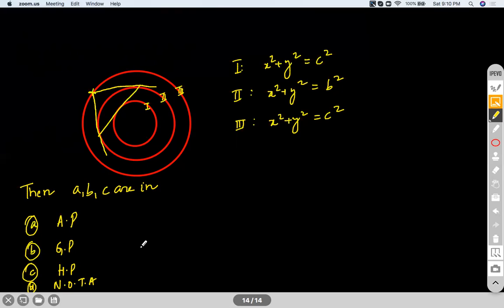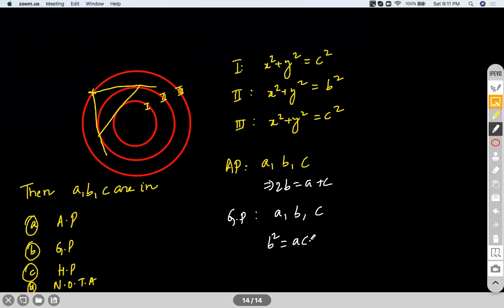You know harmonic progression? No, sir. You know arithmetic progression, right? In arithmetic progression, if A, B, C are in arithmetic progression, then we say that 2B is equal to A plus C. If A, B, C are in geometric progression, then we say B square is equal to AC. If A, B, C are in harmonic progression, then we say B is equal to 2AC by A plus C.